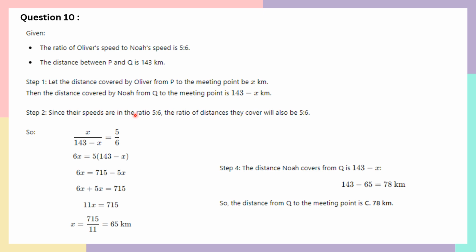Since their speeds are in the ratio 5:6, the ratio of the distances they cover will also be 5:6, because distance and speed are directly proportional, which gives x upon 143 minus x is equal to 5/6. By simplifying this equation, we get the value of x as 65 km. Now the distance Noah covers from Q is 143 minus x kilometers, which gives 78 km. So the distance from Q to the meeting point is 78 km, which is option C.